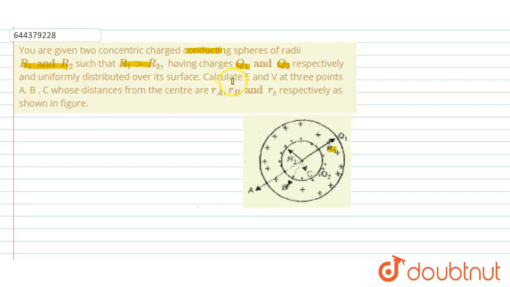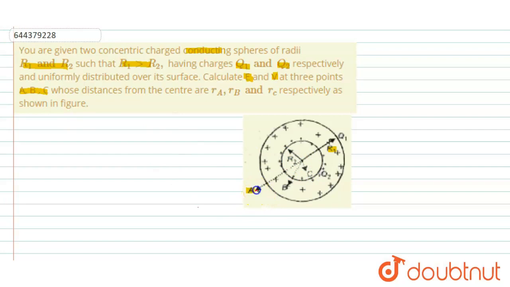Now what we have to calculate? We have to calculate electric field and potential at 3 points A, B, C. One is A, that is outside both the spheres. Other is B, which is here in between these two spheres. And the third is inside the inner sphere. Then we have to find electric field and potential. So let us find electric field and potential one by one at all the points.